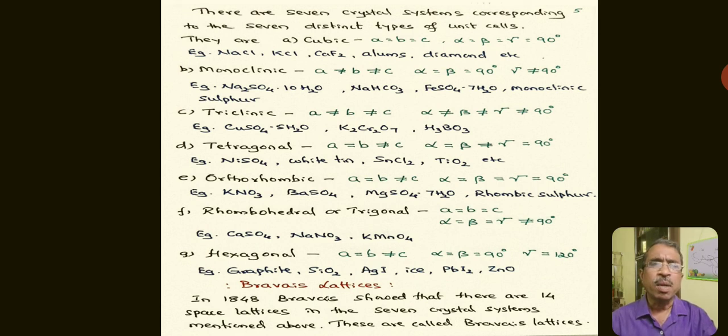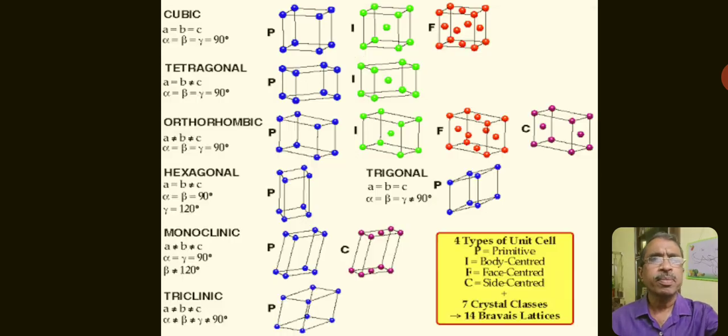Coming to the Bravais lattices. In 1848, Bravais showed that there are 14 space lattices in the 7 crystal systems mentioned above. These are called Bravais lattices. Here I have shown whatever I have explained in the form of a diagram.